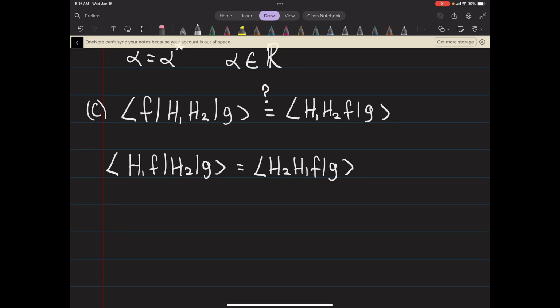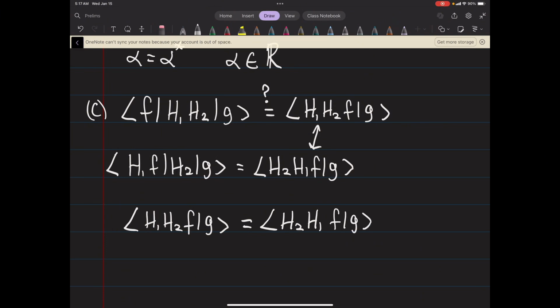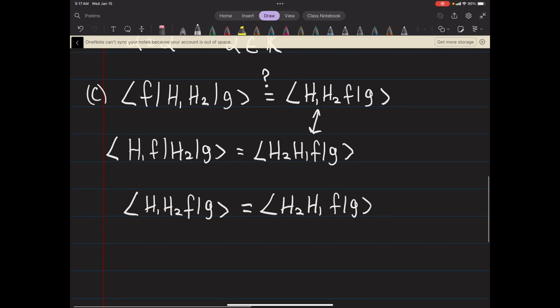So, the question is, when are these two equal? When is H1 H2 F G equal to H2 H1 F G? Clearly, that has to be when H1 H2 equals H2 H1. Okay.